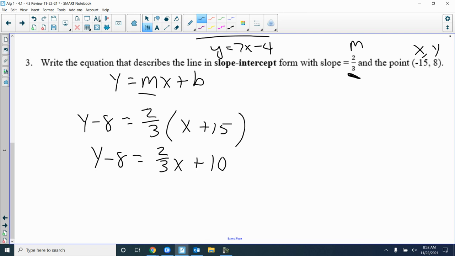Right? Jeff, finish it off. What am I going to do? We're gonna get rid of the 8. How do you do it? Plus 8. Does that make sense here, Addie? Yeah. I'm going to add 8. Okay, you can only add 8 right there. So what's my final answer in slope-intercept form? Y equals 2/3 x plus 18.